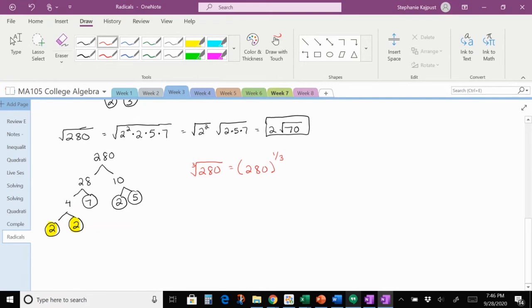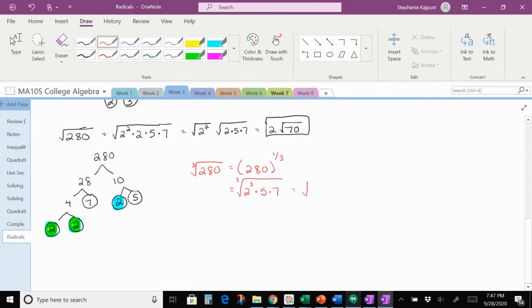So if we're doing the same number with 1/3, I'm going to group all 3 of the 2's together instead of doing 2 of them and then 1 separately, because I want to group them in 3's because it's a cubed root. So instead of 2 squared times 2, I would use the whole 2 cubed times 5 times 7. Because now my goal is to get them divided by 3, because of the cubed root.